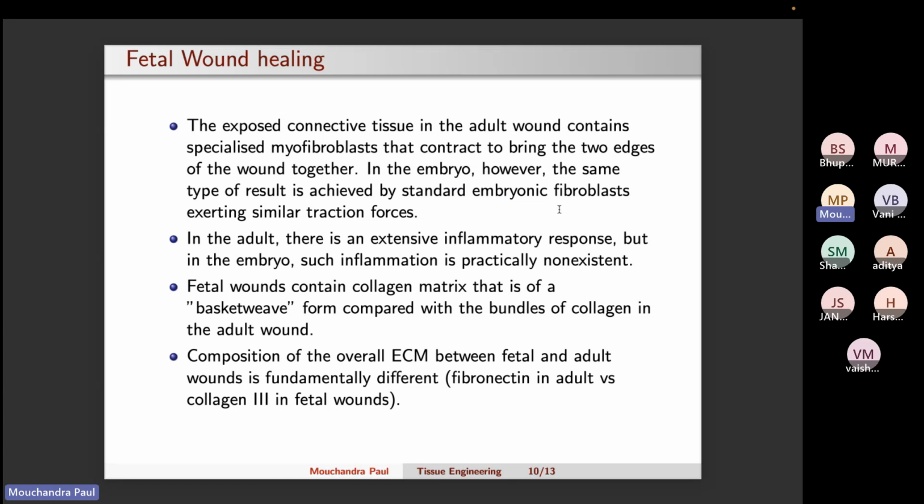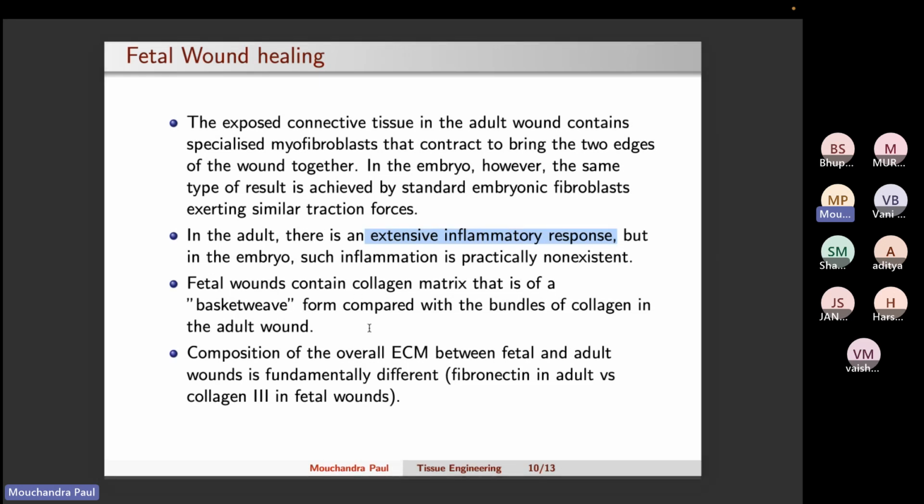cell type is changed. In adult, there is an extensive inflammatory response. So neutrophils, macrophages, right? All these white blood cells come and they give a very extensive inflammatory response. Whereas in embryo, this kind of inflammation is practically non-existent. Means it doesn't happen at all. Okay, it is practically non-existent.